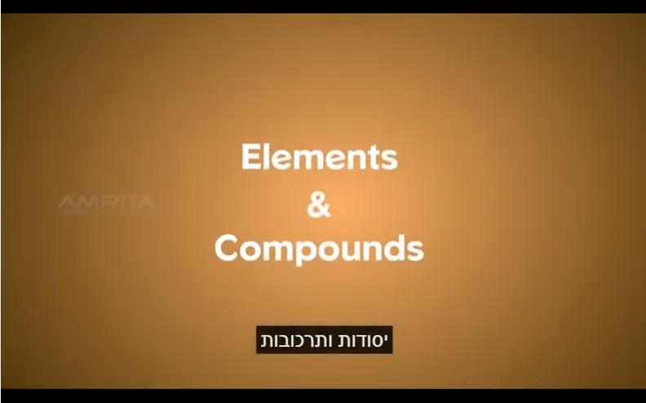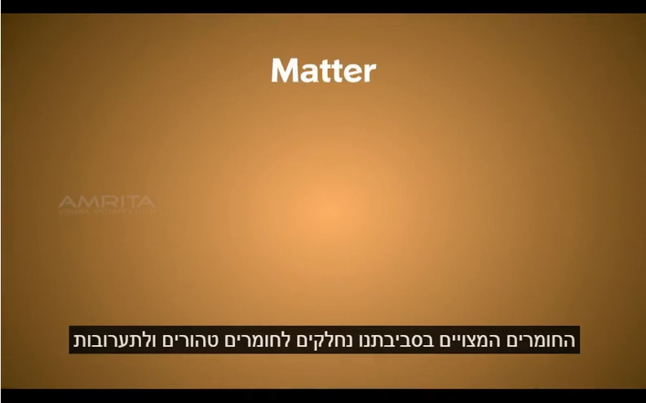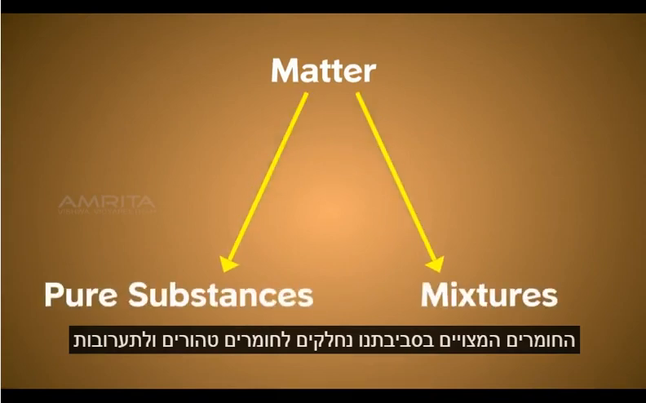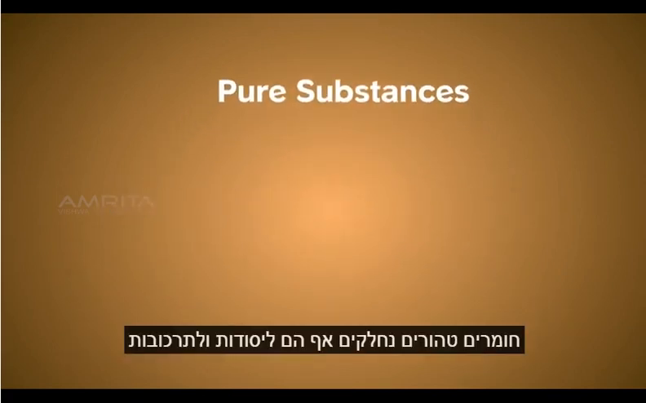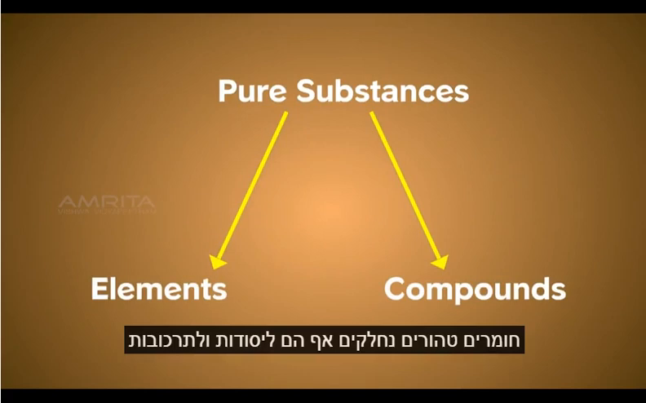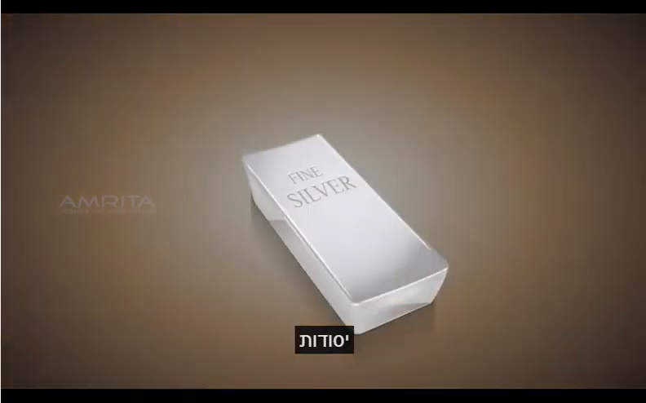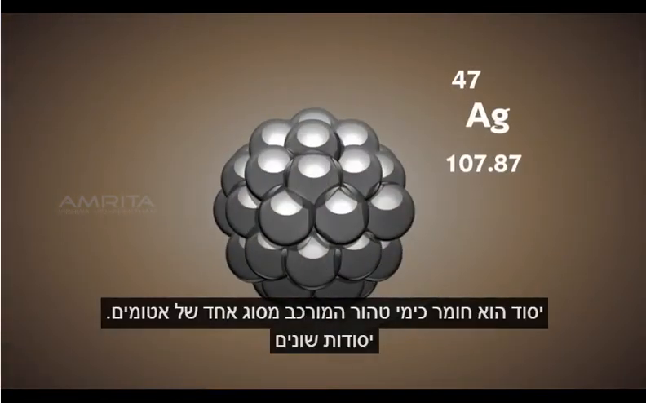Elements and compounds. Matter present in our surroundings can be classified as pure substances and mixtures. Pure substances are further classified as elements and compounds. Elements. An element is a pure chemical substance consisting of only one type of atom.